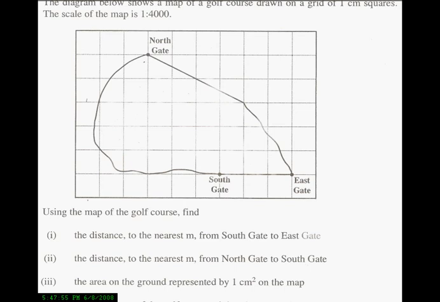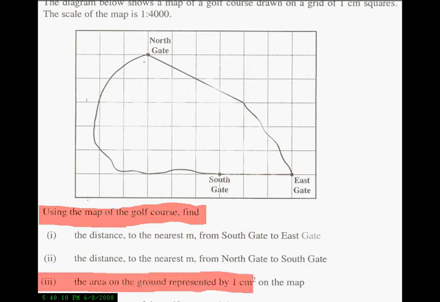Yes, there's a question here. Question 3. It says, using the map of the golf course, find the area on the ground represented by 1 square centimeter on the map.